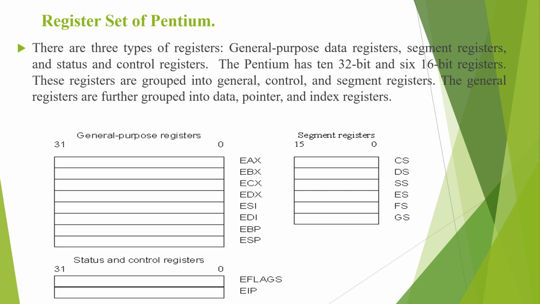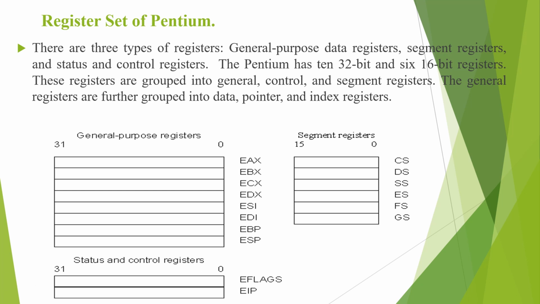Now we will look at the register set of the Pentium. The Pentium supports three types of registers: general purpose data registers, segment registers, and status and control registers. The status and control register is also called the program status word or flag register. The Pentium has 10 32-bit and 6 16-bit registers. These registers are grouped as general purpose registers, control registers and segment registers. The general purpose registers are further grouped into data registers, pointer registers and index registers.